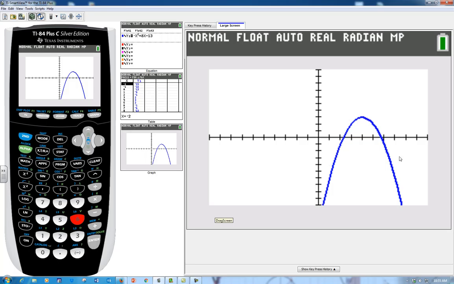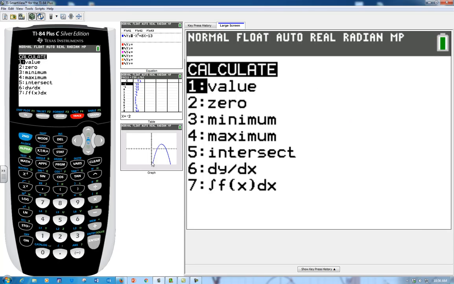So what we're trying to find is this vertex right here. Now, if you were actually doing it on this calculator, you have this calc feature right here that will do different calculations. So if we hit second trace, if this graph has a top to it, it has a maximum. If it has a bottom to it, it has a minimum. Anything that has a negative in front of these is going to have a maximum. Anything that has a positive is going to have a minimum. So we are trying to find the maximum point.